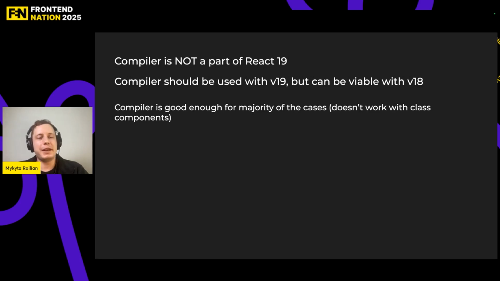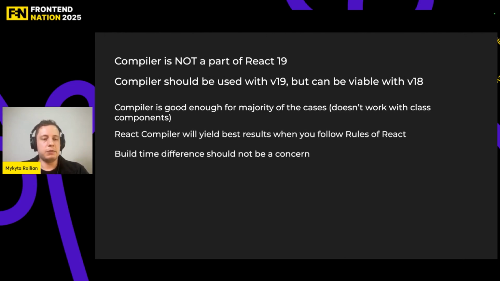As I already spoiled it by accident, Compiler is good enough for the majority of the use cases, but keep in mind that it doesn't work with class components. So if your app is built on class components, you will not gain anything, well, almost anything from using the compiler. React Compiler will yield best results when you follow the rules of React, meaning that you have to be diligent with your code. Compiler will back out of the components it cannot compile. So it will say, look, you wrote bad code, I cannot do anything with it. I'll give you a warning, do better next time.